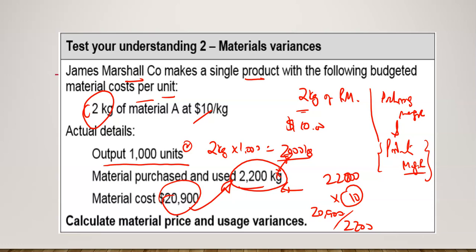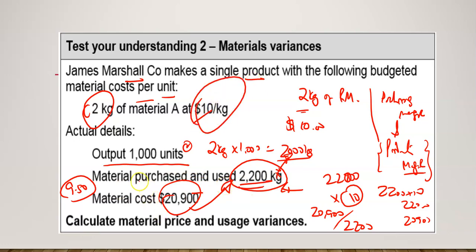You don't have to do it like this. All you had to do was, like I said, the 10 times 2,000, so basically 2 times 10, and compare that to 20,900. So if you like, that's 22,000. And then take the difference, and that's your variance. But I could also have gone backwards and found out how much he spent on each kilogram, which is exactly the same thing: 2,200. Sorry, he spent £9.50 on each kilogram because he paid 20,900 for 2,200 kilograms. But we expected him to spend £10.